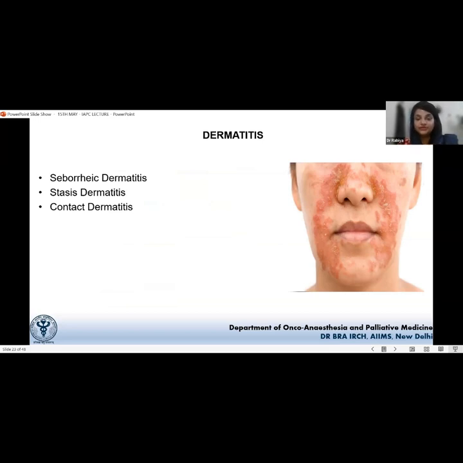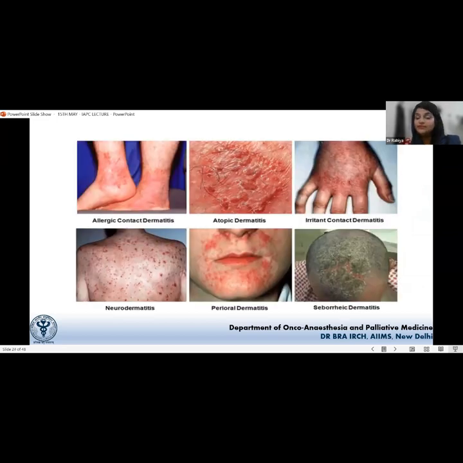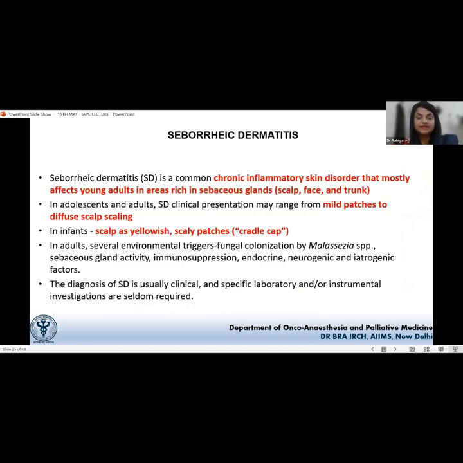Now, a few of the dermatoses, skin conditions acquired during palliative care treatment, can be mostly seborrheic dermatitis, stasis dermatitis, contact dermatitis. So this is day-to-day practice. We may come across a lot of dermatitis cases. It can be because of allergy, it can be atopic, that is eczema, or infection related. It can be irritant contact dermatitis, or neurodermatitis, perioral dermatitis, or seborrheic dermatitis. The most common which we encounter in our palliative care setting is seborrheic dermatitis.